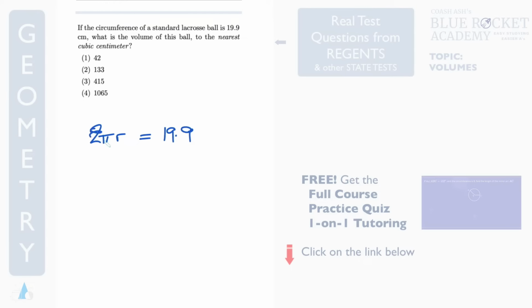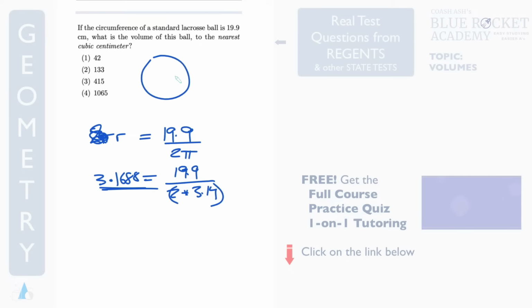You divide by 2 pi on both sides, so this goes away and you're left with r. So you're going to get 19.9 divided by 2 times 3.14. So when you plug this into the calculator, you're going to get 3.1688. Of course, the unit is centimeter, so you're going to have this value over here as your radius. So remember, this is a ball and the radius is equal to 3.1688.